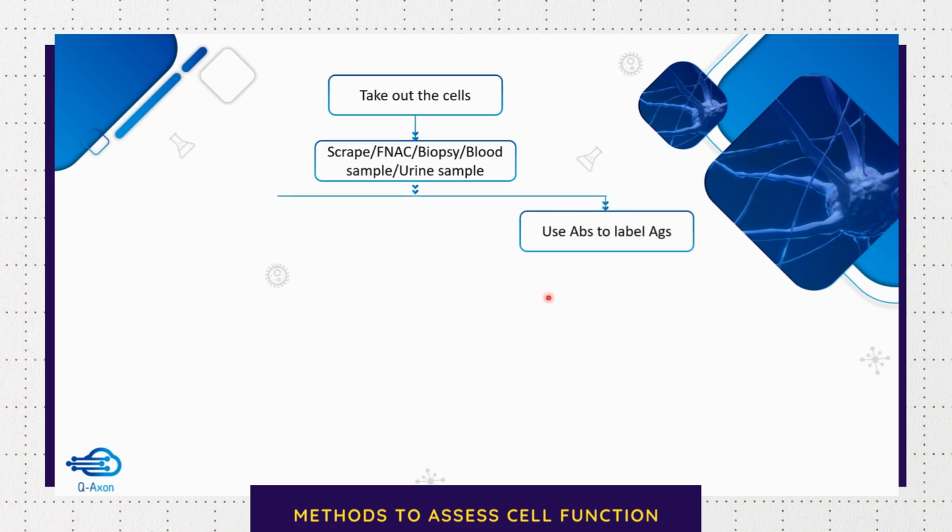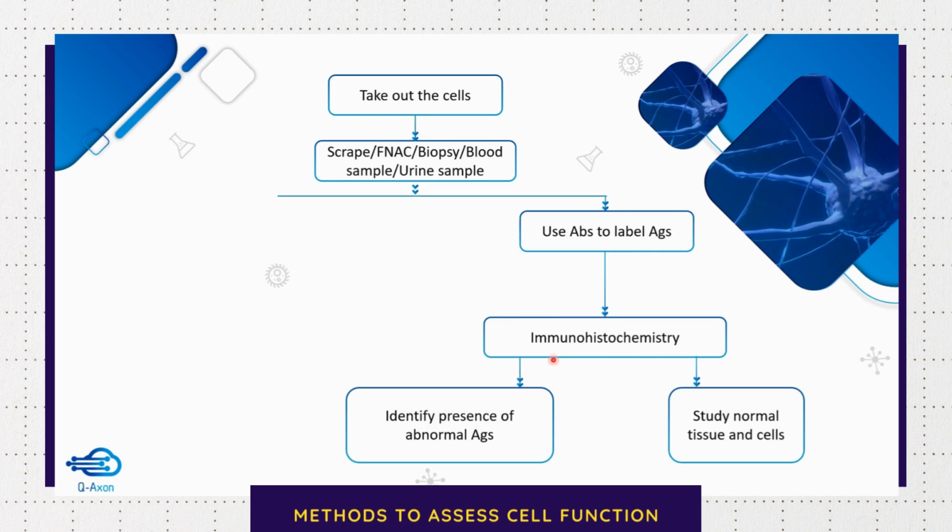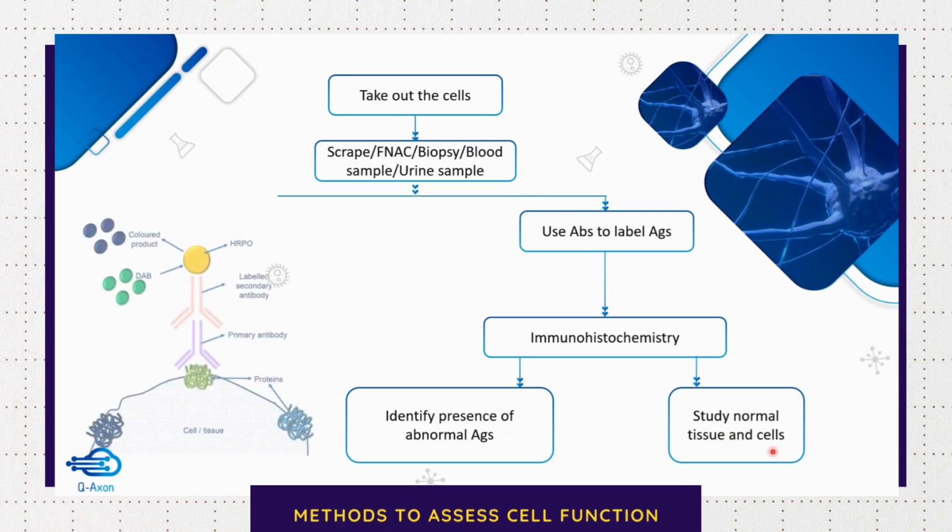Then in the same sample we can use antibodies to label antigens, which are nothing but proteins. This process of labeling antigens with antibodies is known as immunohistochemistry. It will help us in identifying the presence of abnormal antigens and in studying normal tissue and cells.